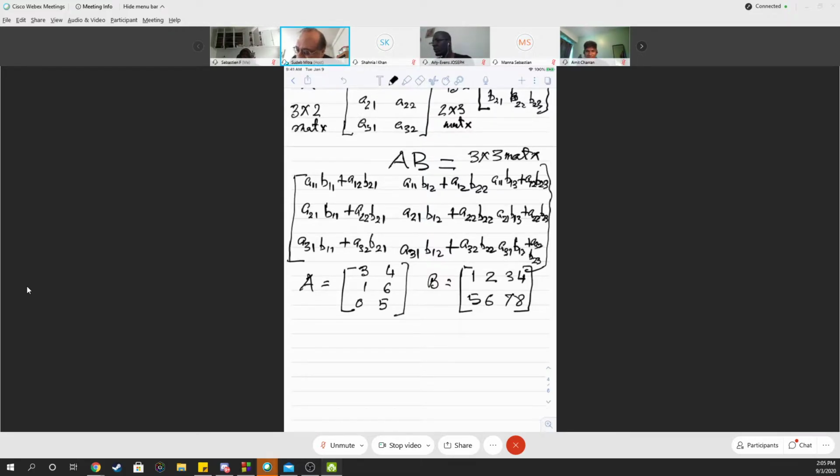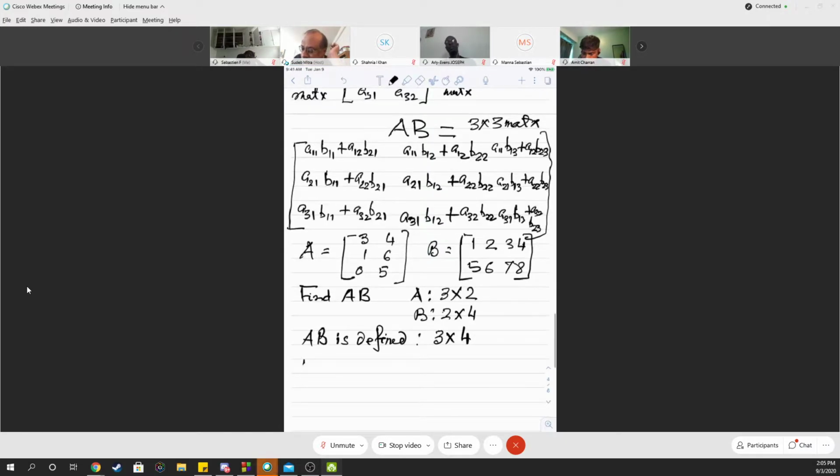Find AB. But first there is an observation. A has 3 rows and 2 columns. B has 2 rows and 4 columns. So AB is defined. What kind of a matrix will AB be? It's a 3 by 4 matrix. Very good.